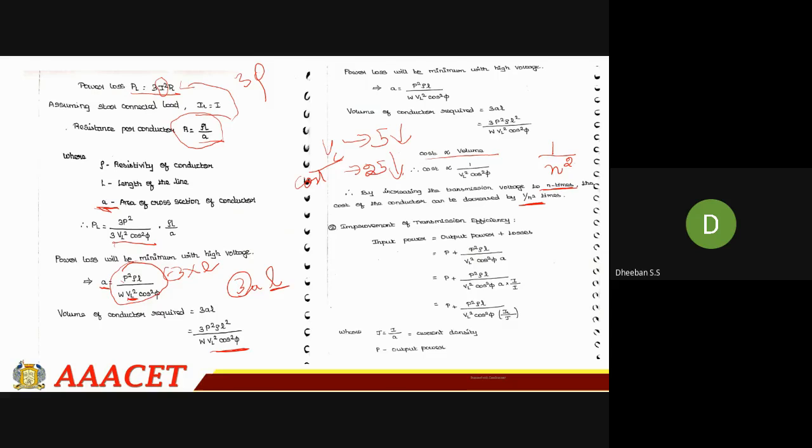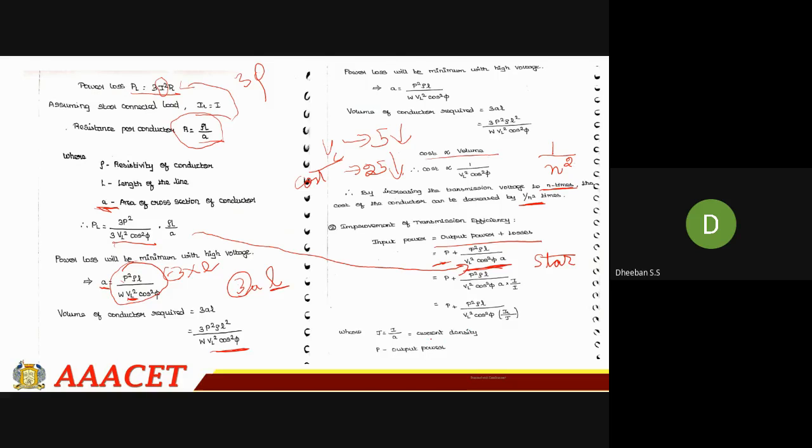Here the input power will be equal to output power plus losses. This you already know. First you put your output power P, and after this, talking about efficiency, this is your input power and this is your losses. The losses we have got from over here. Here you are assuming a star connected load, so your I will be replaced by IL.